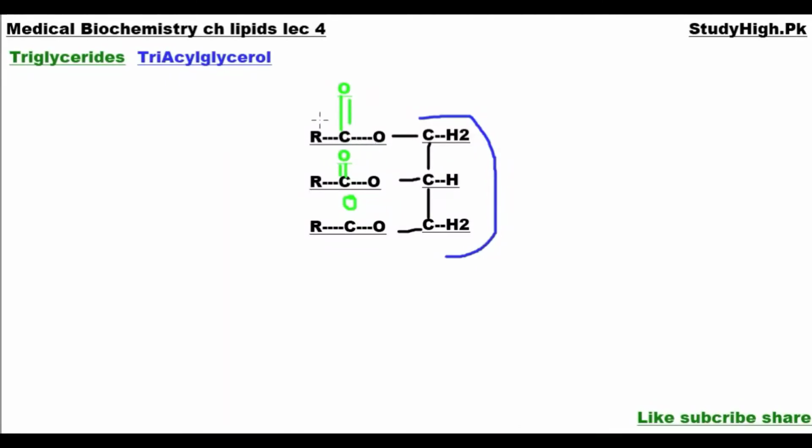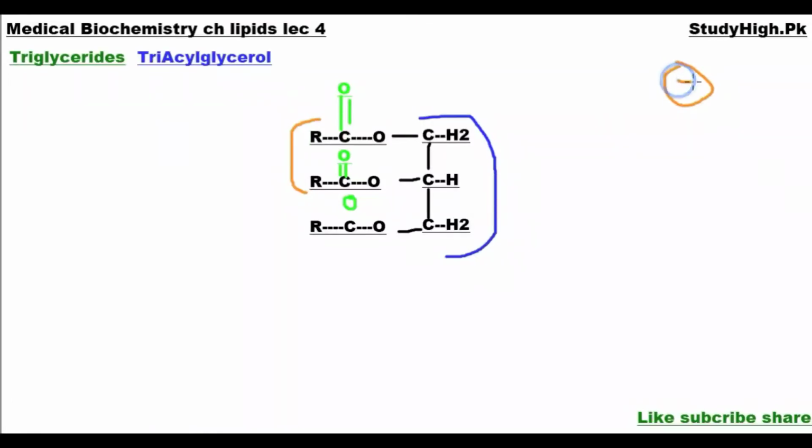Some tissues may also consist of two fatty acids and one glycerol, and are called diacylglycerol. Monoacylglycerol is also present. But I am going to discuss the importance of triglycerides for the human body.